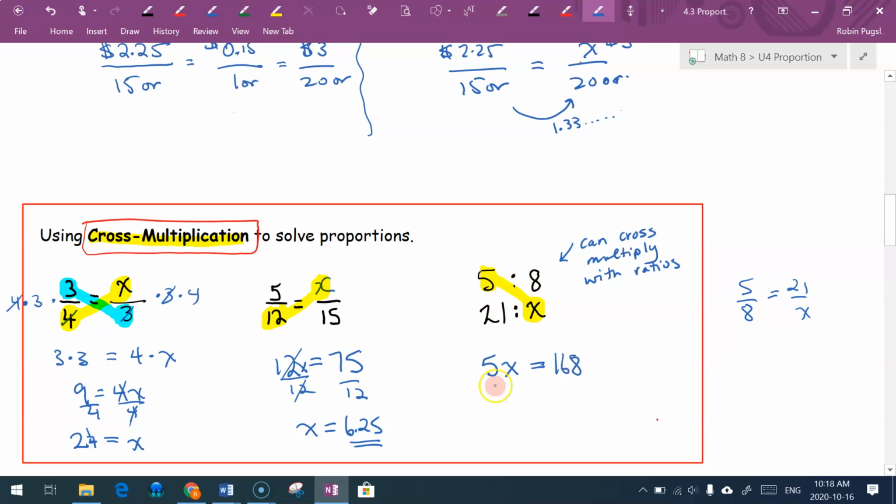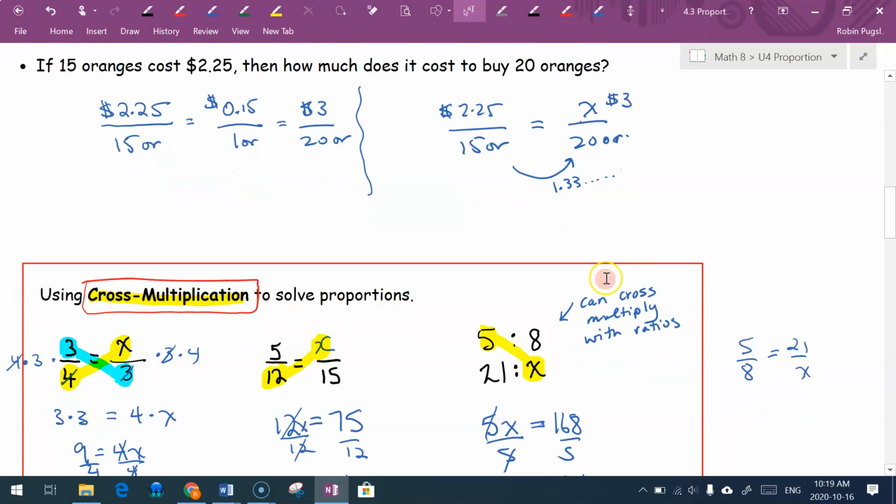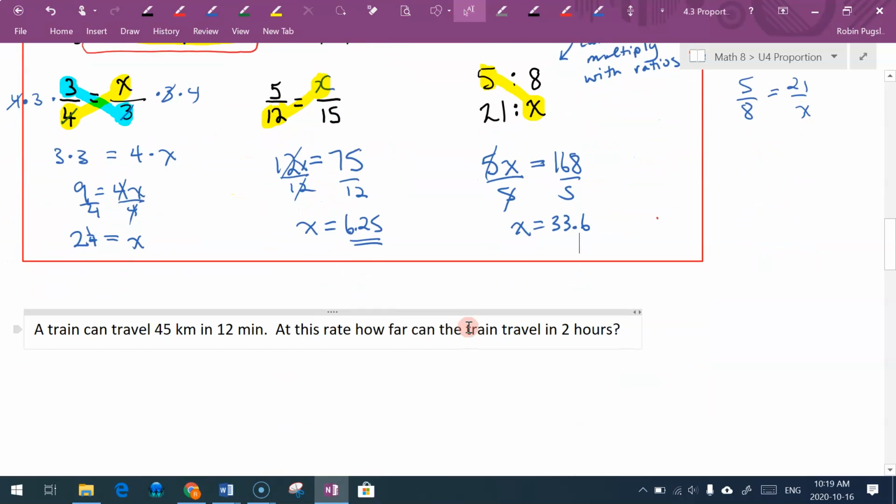Right? So even as a ratio, you can cross multiply. I can divide by 5s, and I get x is 33.6. So let's start using, unless it's a simple one, like, oh, I'm just multiplying by 3. If it's simple like that, do that. Otherwise, let's practice with cross multiplication because it's a nice, accurate way of solving.